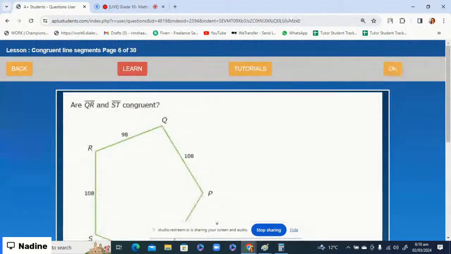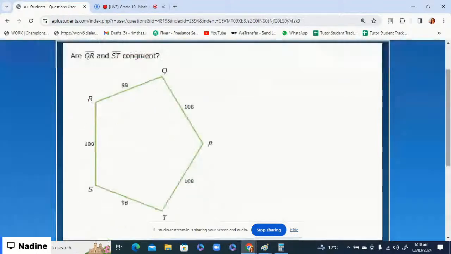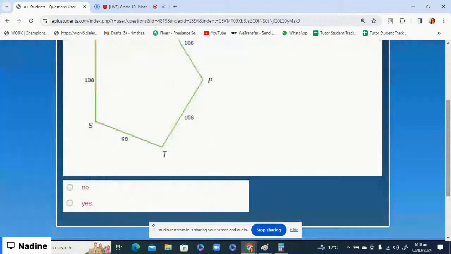Let's solve this one. Are QR and ST congruent? Where is Q and R? Q and R is 98 and S and T is 98. These both are the same. Both have the same size, so we can say that these are congruent. 98 and 98. Yes, so the answer is yes.